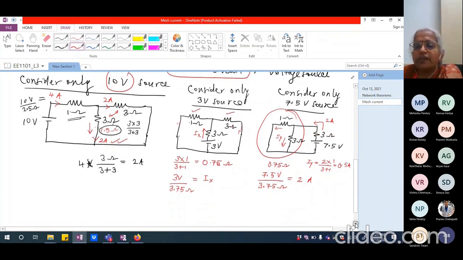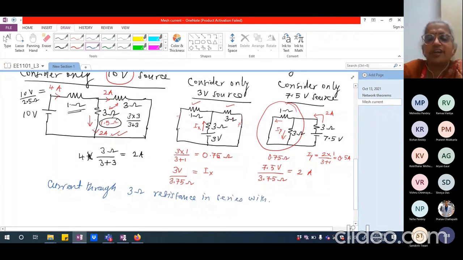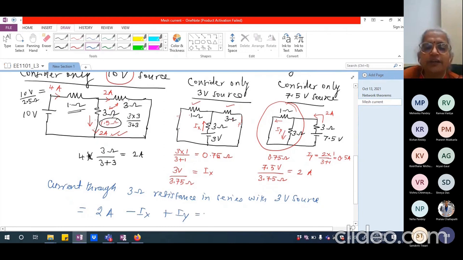Okay, so I am going to have basically the current through the 3 ohm resistance in series with the 3 volts source. That will be equal to 2 ampere minus Ix, plus Iy, because I'm looking at the directions. So that is going to be 2 minus, how much is 3 by 3.75? How much is 3 by 3.75?